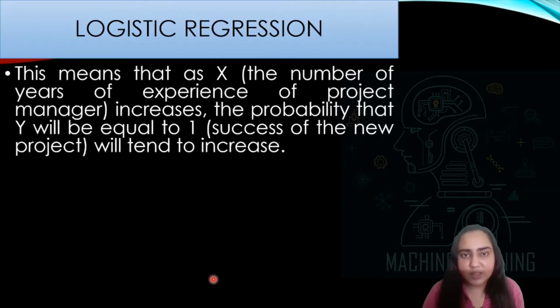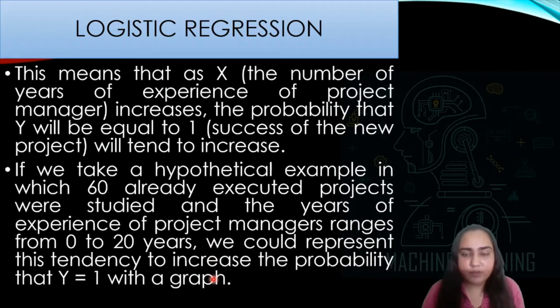And this means that as x, the number of years of experience of the project manager, increases, the probability of y equal to 1 will also increase. So success will be increasing, right? And if we take a hypothetical example in which 60 already executed projects were studied, with the years of experience of the different project managers from 0 to 20, we could represent this tendency to increase the probability that y is equal to 1 using a graph.